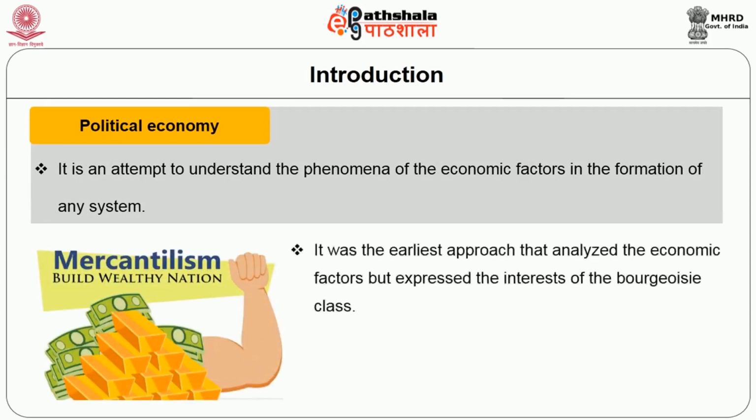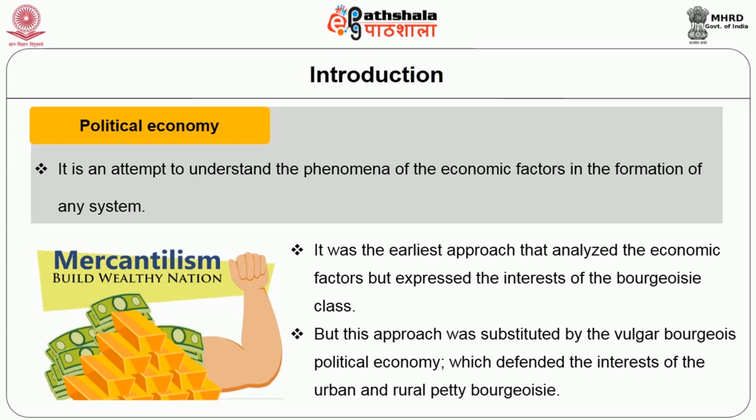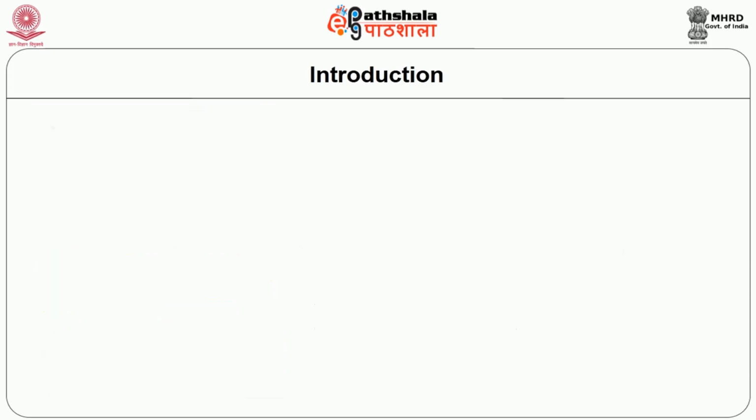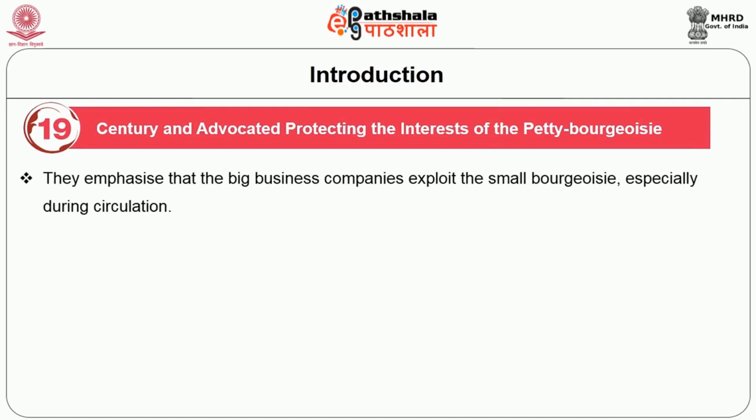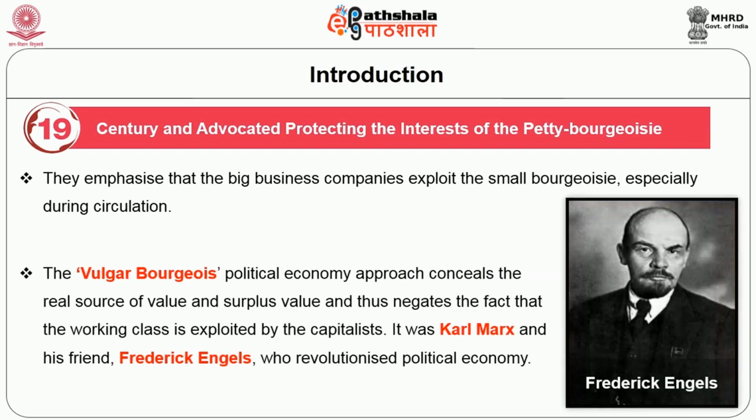Mercantilism was the earliest approach that analyzed the economic factors but expressed the interests of the bourgeoisie class. This approach was substituted by the vulgar bourgeois political economy, which defended the interest of the urban and rural petty bourgeoisie. This appeared in the beginning of the 19th century and advocated protecting the interest of the petty bourgeoisie. They emphasized that big business companies exploit the small bourgeoisie, especially during circulation. The vulgar bourgeois political economy approach conceals the real source of value and surplus value and thus negates the fact that the working class is exploited by the capitalists.